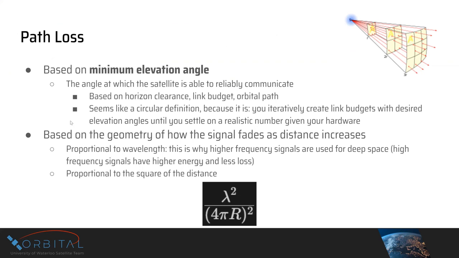So again, path loss is based on the geometry of how the signal fades as distance increases. It's proportional to the wavelength, and it's inversely proportional to the square of the distance from the source point. So those are just some things that are useful to know. This is the equation for it. You don't need to know the equation. It's just for your understanding.